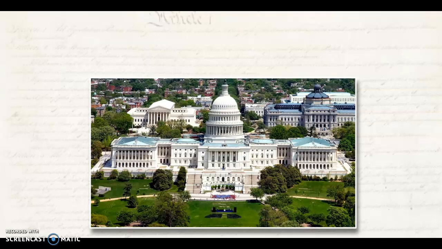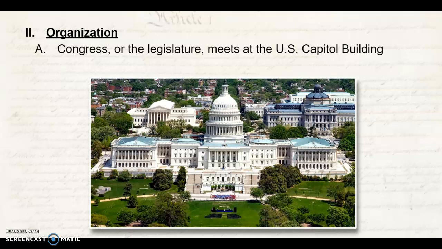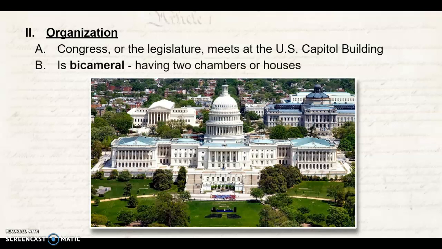Here's a picture from Washington, D.C. And it shows where Congress meets. So Congress, or the legislature, meets at the U.S. Capitol building. That's the building you see right here in Washington, D.C. And it is bicameral, which means it has two chambers or houses.